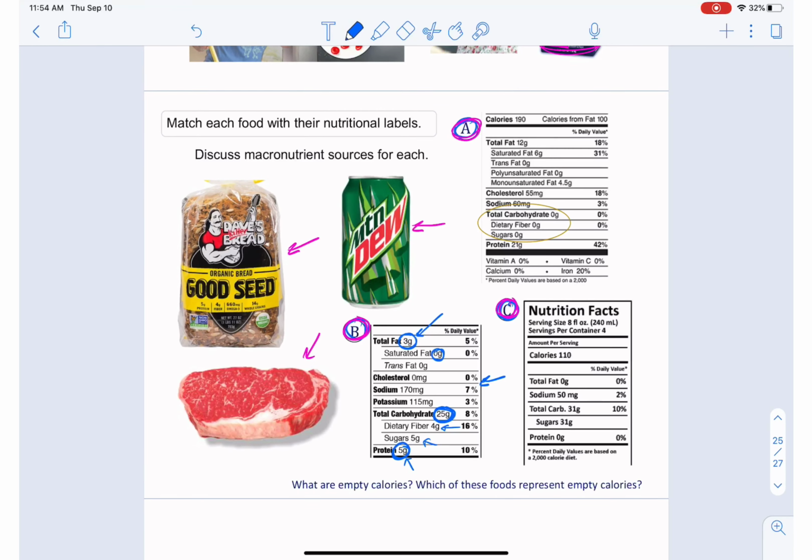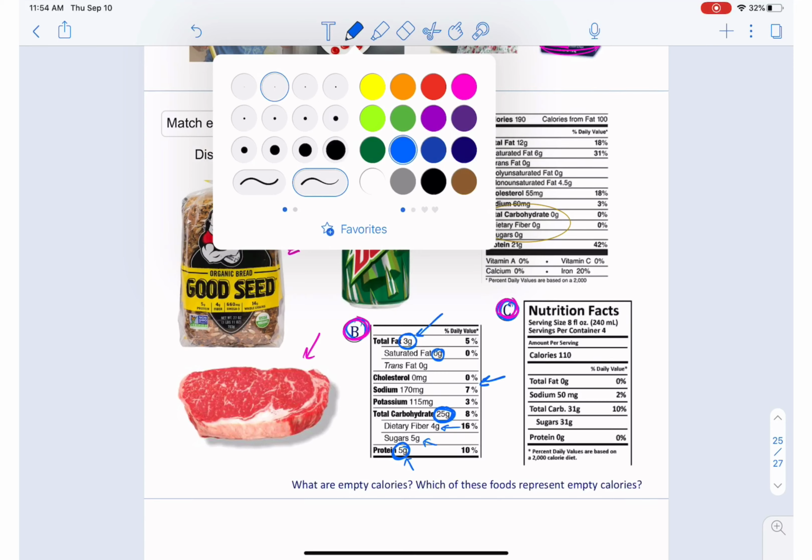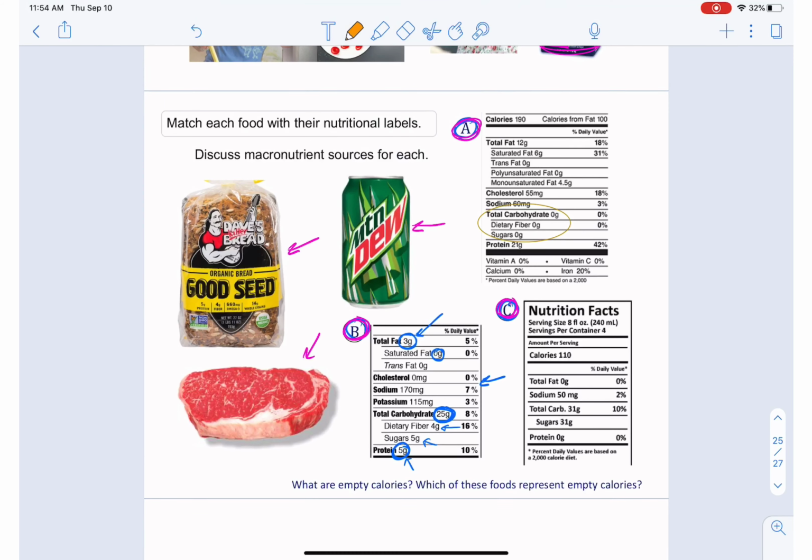And lastly, what I'd like you to do is to tell me which of these foods represents what we call empty calories. First of all, what are empty calories? And we talked about that earlier. Empty calories are from foods that fill you up but don't give you a lot of nutritional value. So those are what empty calories are, and I want you to tell me which of these foods represents empty calories and why that's the case.